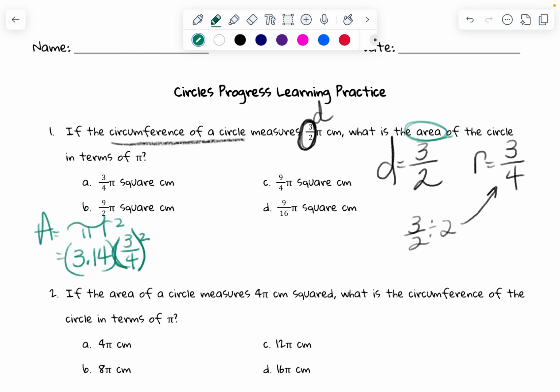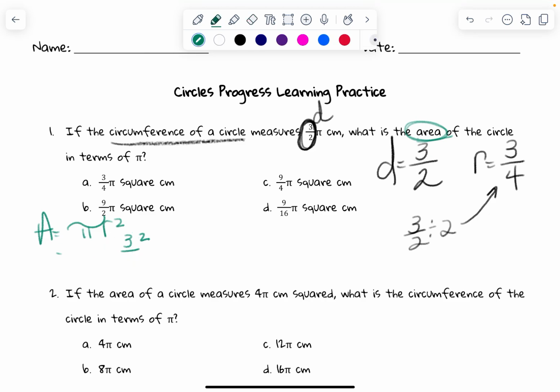Or we got to do it in terms of pi. I'm pretty sure it is 9/4. My calculator, I'm using my phone and it's not giving me that. But 3/4 squared. So all you really have to do, let's go back. I messed this up. I'm sorry, y'all.